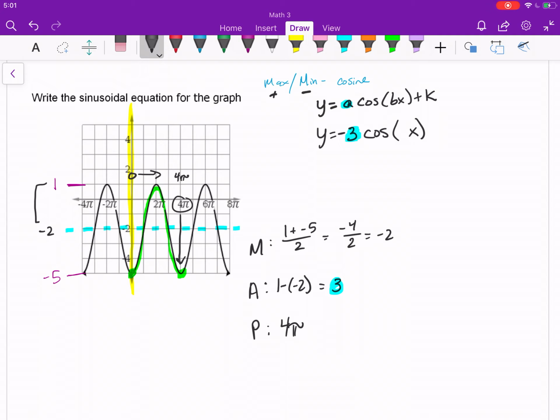Let's find our b. So the b, remember, is just always 2 pi divided by whatever the period is. So we've got our period is 4 pi, and 2 pi divided by 4 pi is 1/2. So we got a half x. And then last but not least, we just need our midline. You just attach the midline at the end, so -2. And there's your answer.